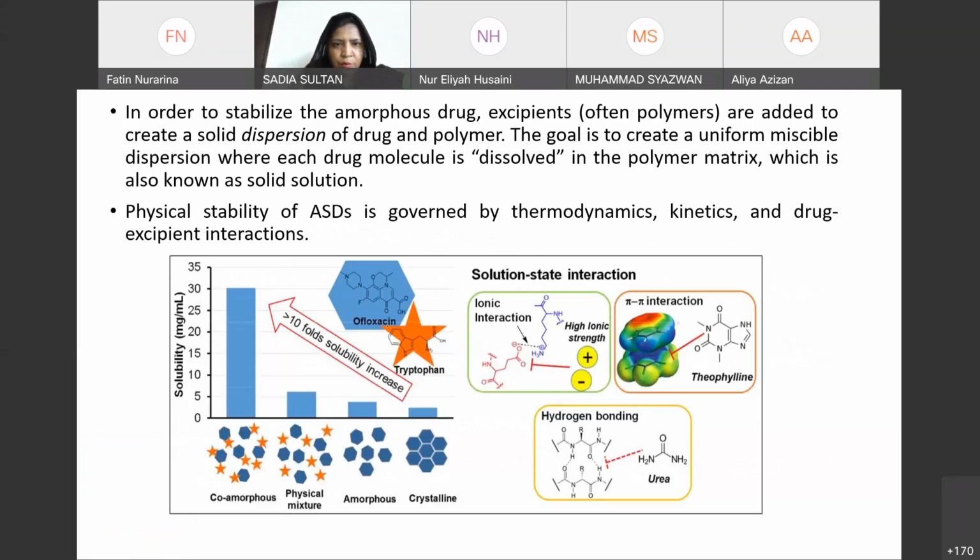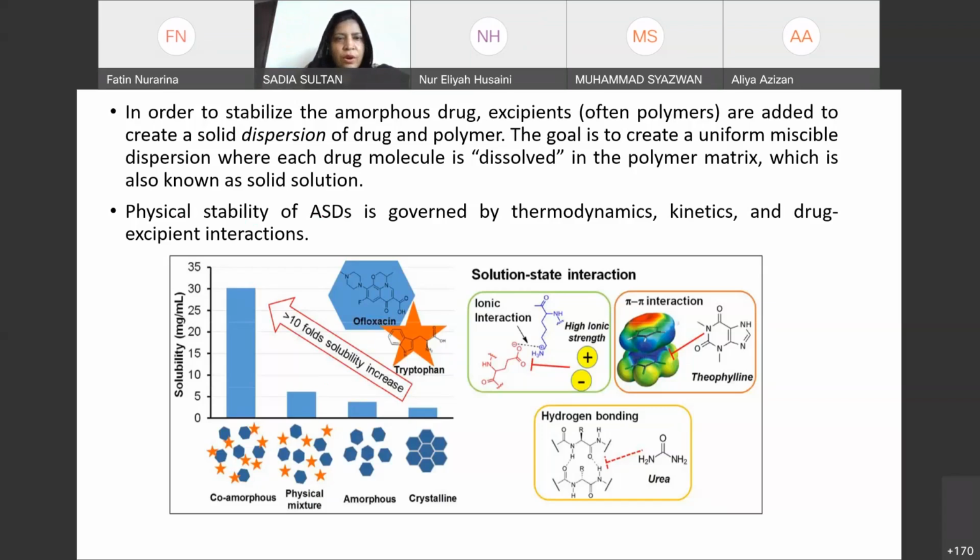So they are using this excipient, tryptophan, for fluoxetine. You can see here, when it was alone in amorphous and in crystalline form, the solubility was very low, even less than 5 milligram per ml. But once they have the co-amorphous mixture, as we did with ASDs, you can see the increase. Previously it was less than 5, here around 4, and after we have excipients, it goes up to 30 milligram per ml. So it's a tenfold increase in the solubility.